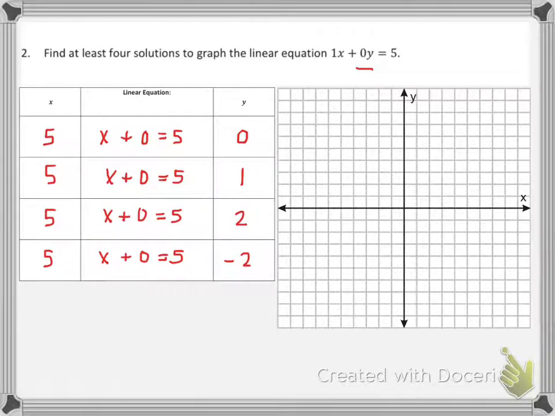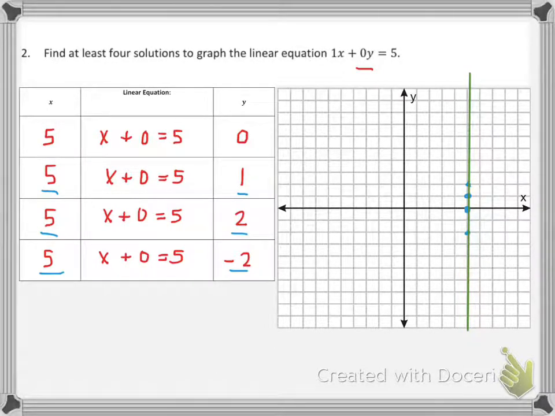And here is the graph of that equation. Let's put a 5x and a 0y, that's there. 5 to the right, 1 up is there. 5 to the right, 2 up is right there. And then 5 right and 2 down, that one's right there. So we do get a line. And what kind of line is this? Well, that's a vertical line.